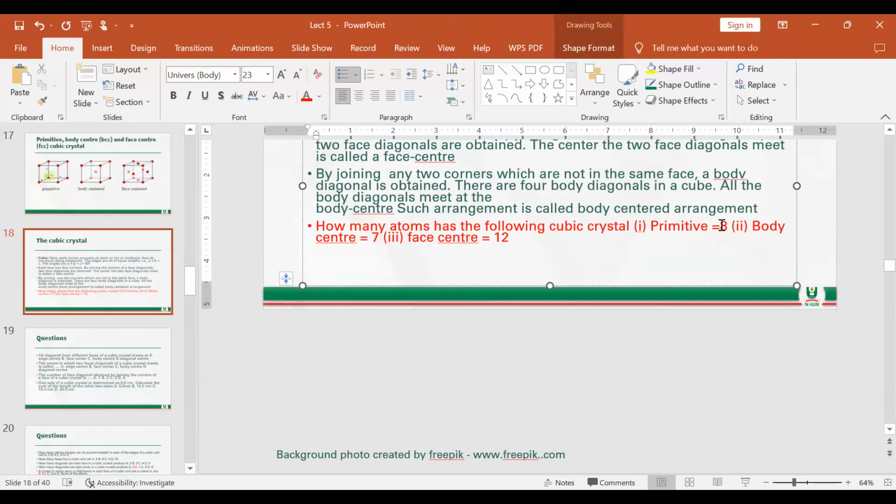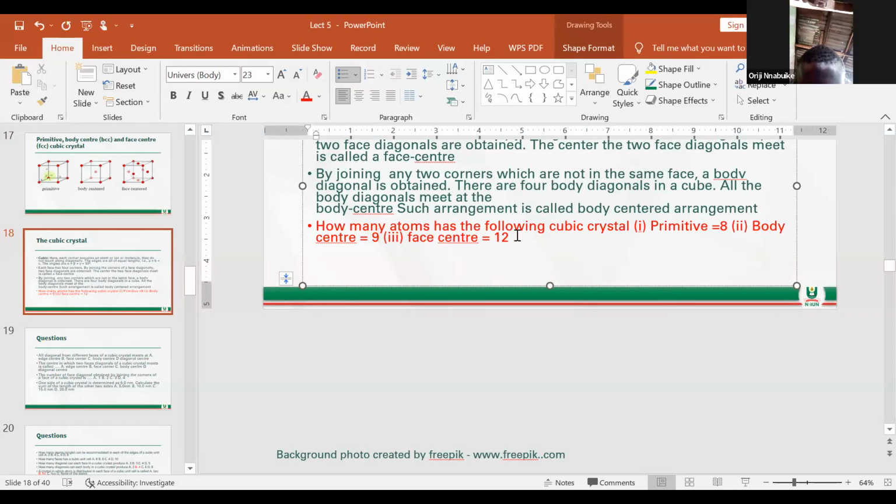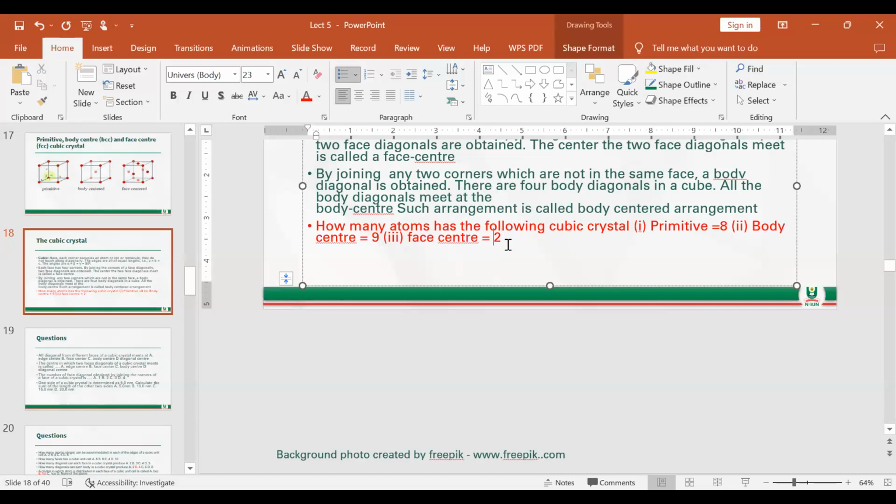And then body center will have 9, because 1 plus the 1 at the center, that is 9. Then face center will have 14. How many did he say? 14, yeah. 14.